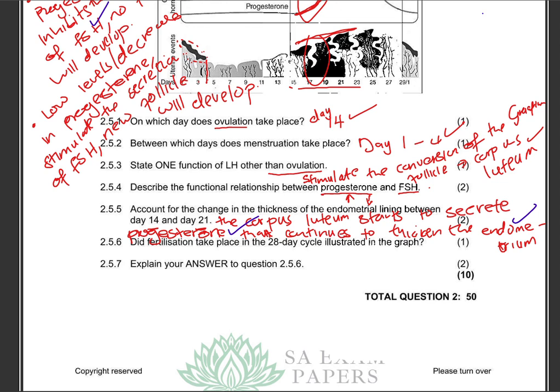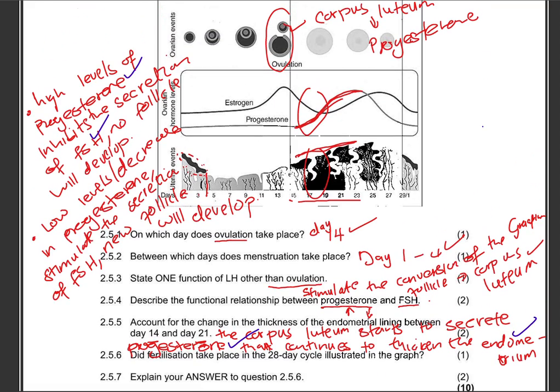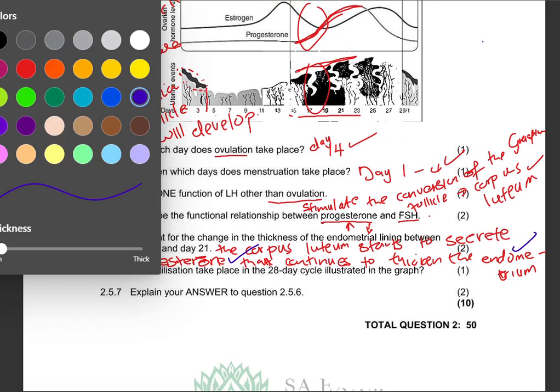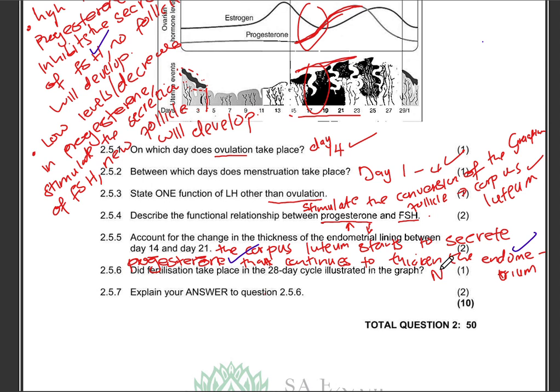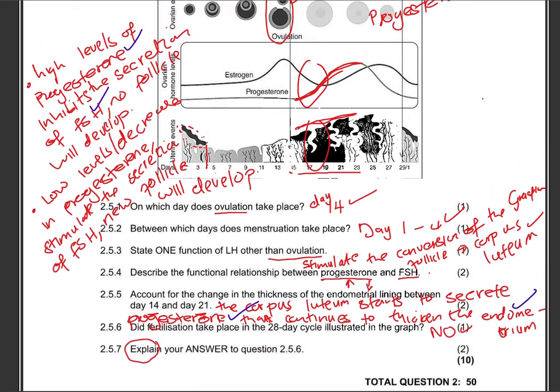Did fertilization take place in the 28-day cycle illustrated in the graph? Yes or no? No, fertilization did not take place. They're probably going to ask us why. For 2 marks, explain your answer, cause and effect. Explain your answer to question 2.5.6. Why are you saying fertilization did not take place?